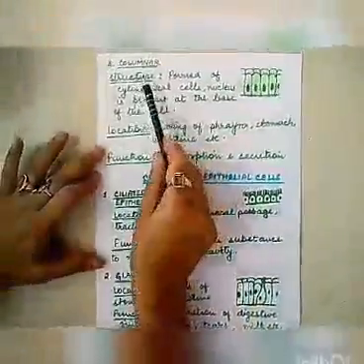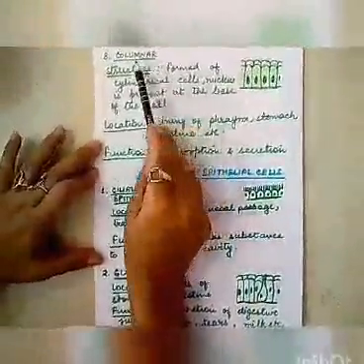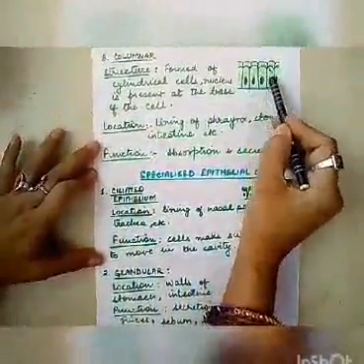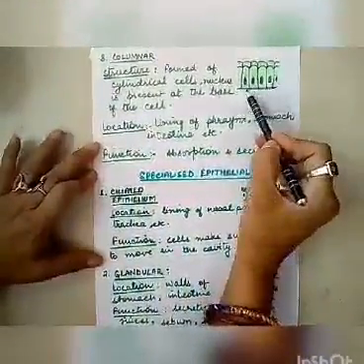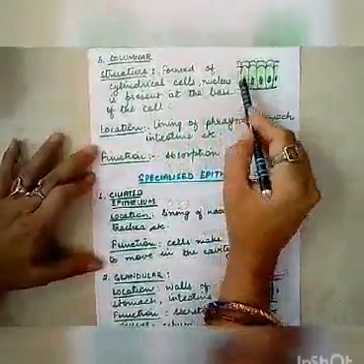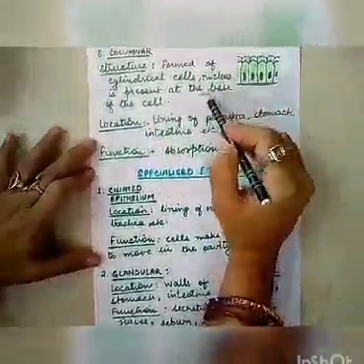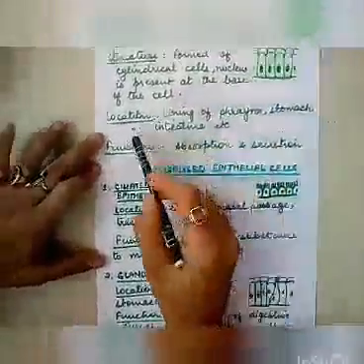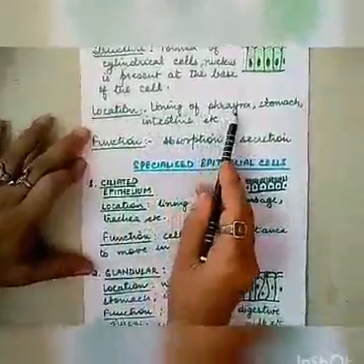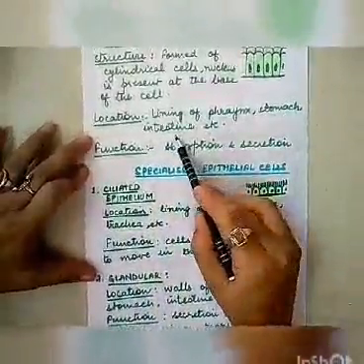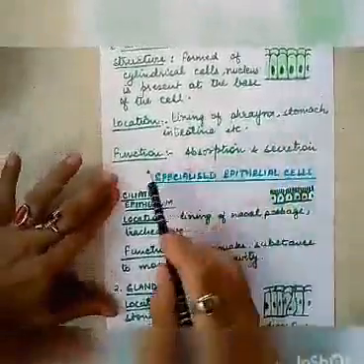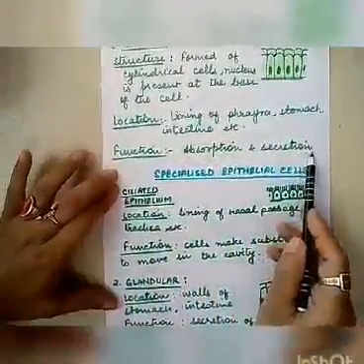Now the third type of epithelial tissue is the columnar. As the name suggests, column-like cells are there. You see the nuclei are present near the basement membrane. Structure: they are cylindrical or columnar cells, and the nucleus is present at the base of the cell. Where do you find this type of tissue? They are found on the lining of the pharynx, stomach and intestine. They are all lined by columnar epithelial tissues. Function is absorption and secretion.